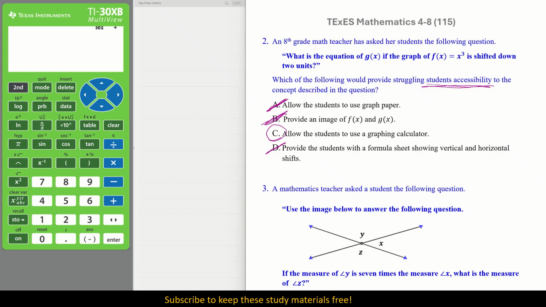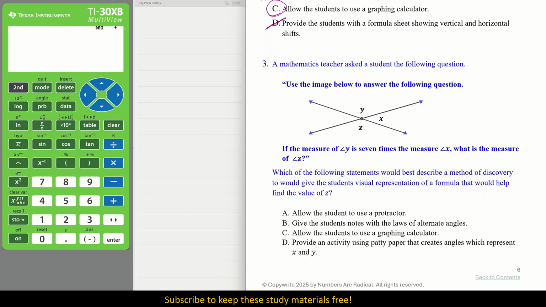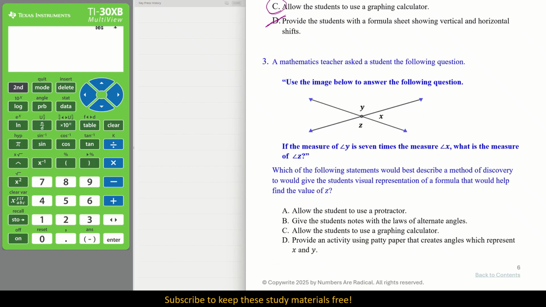Number three, let's move it up a little here. Okay. A mathematics teacher asked a student the following question. Use the image below to answer the following question. Okay, so here is our intersection, and we have our angles formed. If the measure of y is 7 times the measure of x, what is the measure of z?